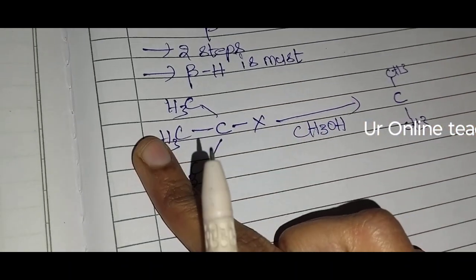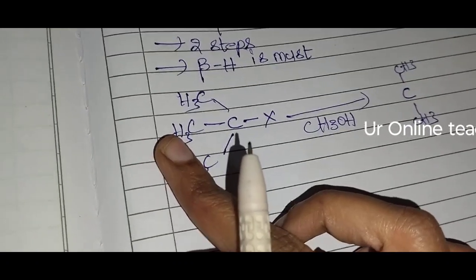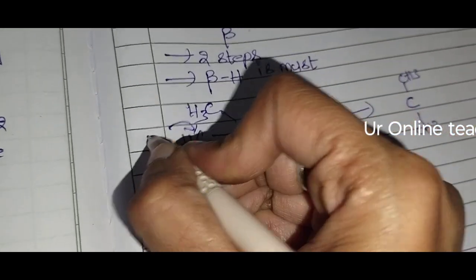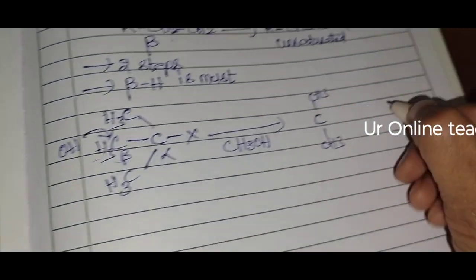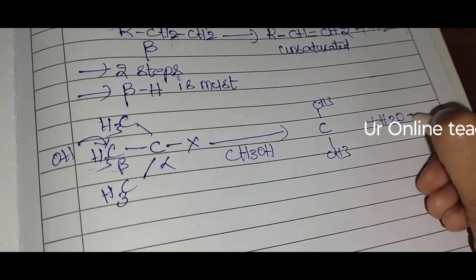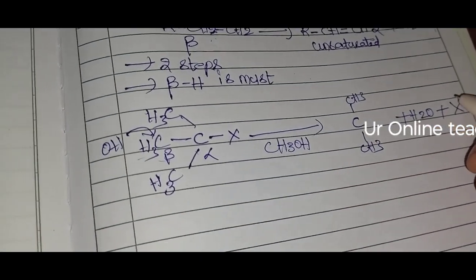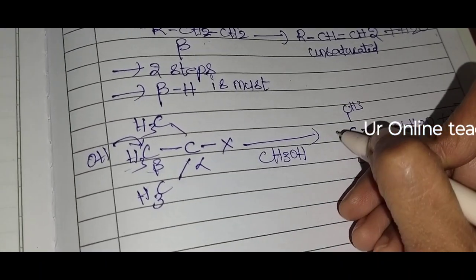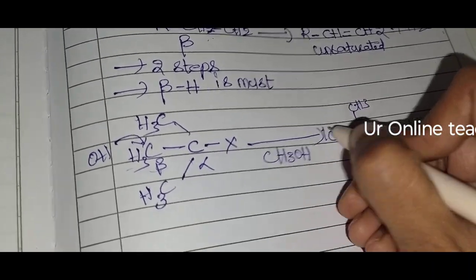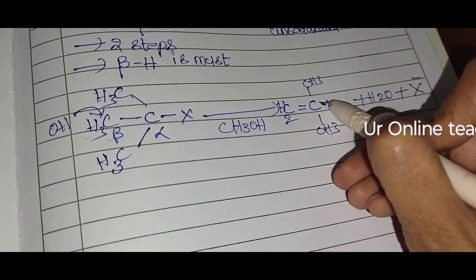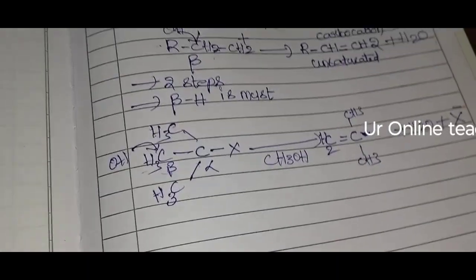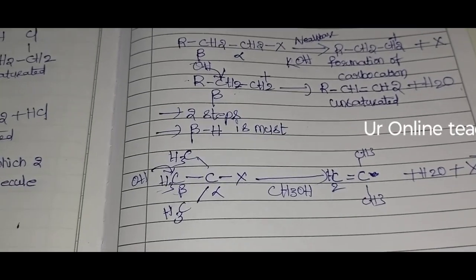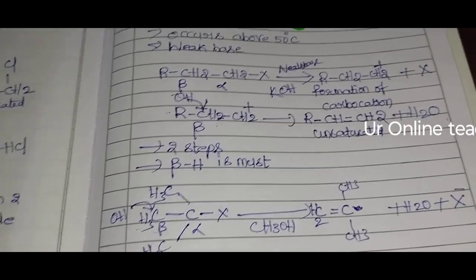X is removed, and here one H is removed. With the help of this alpha carbon and this beta carbon, OH is attacked here to remove water. So water is removed, and this X is also removed as X minus. So we will get a double bond. CH2, one H is removed, so we will get it like this. This is an unsaturated carbon compound we got. So this is one example of E1 elimination reaction.